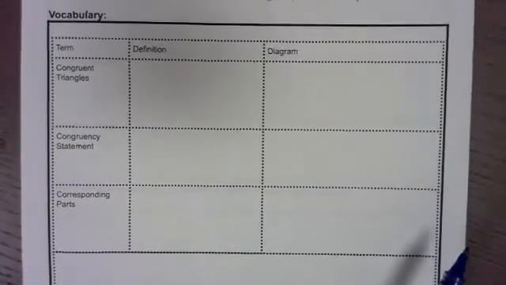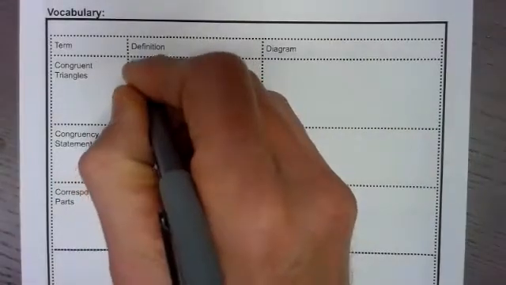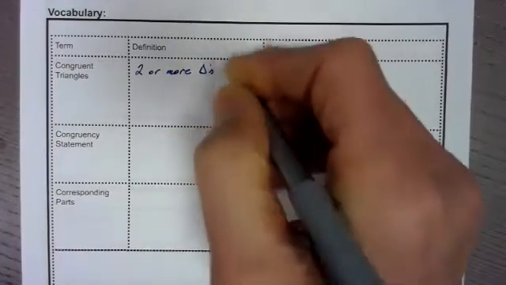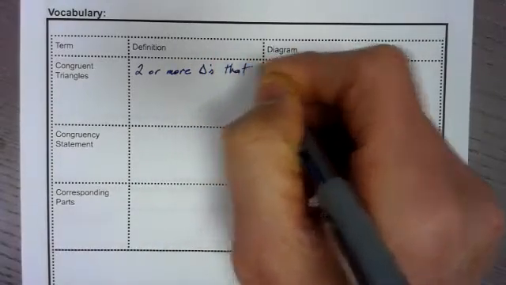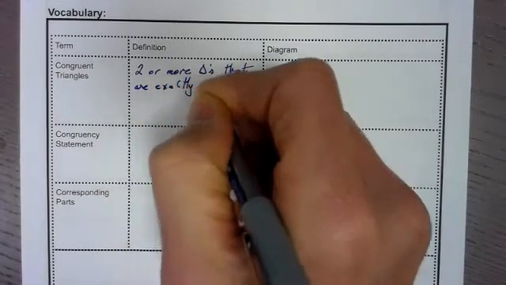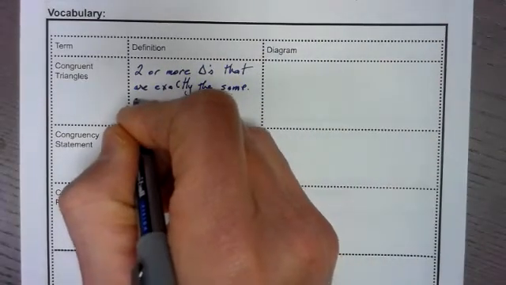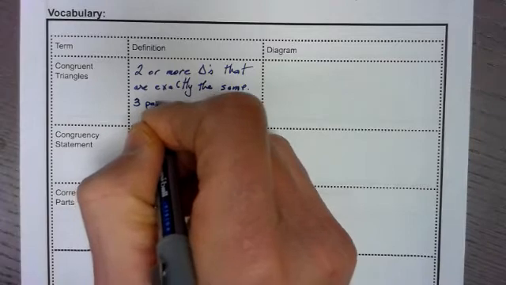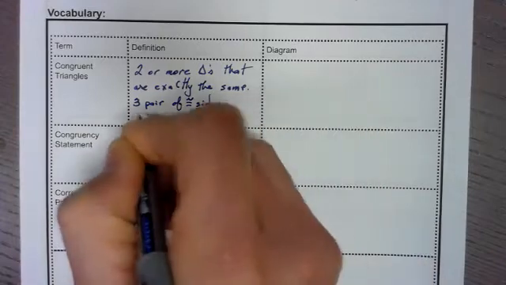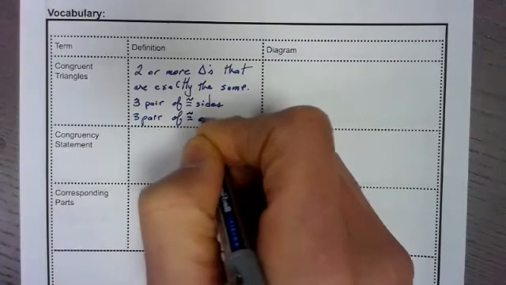Now let's jump down here to the vocabulary section. Congruent triangles are two or more triangles that are exactly the same. What that means is that they have three pair of congruent sides and three pair of congruent angles.